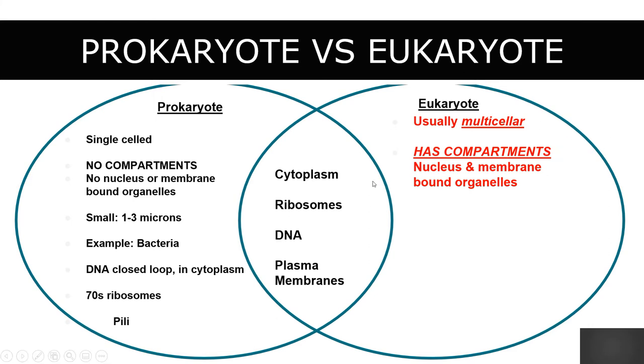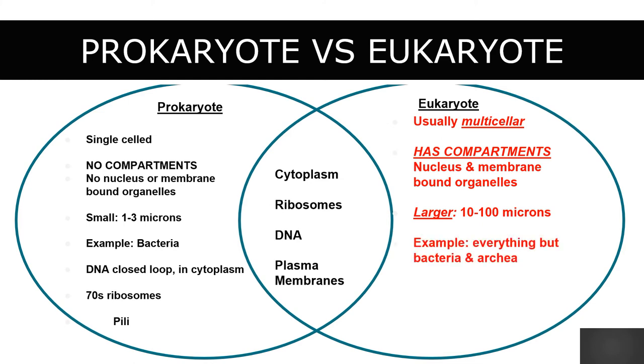Now the eukaryotes do have those compartments. They have a nucleus and a bunch of membrane-bound organelles that we're going to talk a lot about. These also tend to be much bigger, where the prokaryotes were between 1 and 3 microns in size. Eukaryotes are at least 10 times that size, between 10 and 100 microns. And basically, an example is literally anything that's not a bacteria or archaea is going to be a eukarya. So that includes the kingdoms of Protista, animals, and plants.